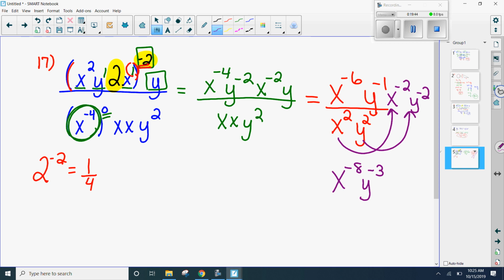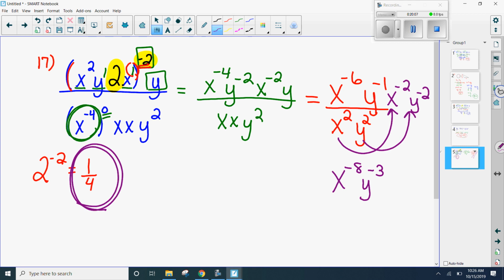What problem is this one? 17. Write all exponential expressions in the numerator. I could have turned around and looked at the board to see it was problem number 17 instead of looking at my book, trying to figure out which problem it was. So write all exponential expressions in the numerator. That does not mean move this part up. We don't move that up.